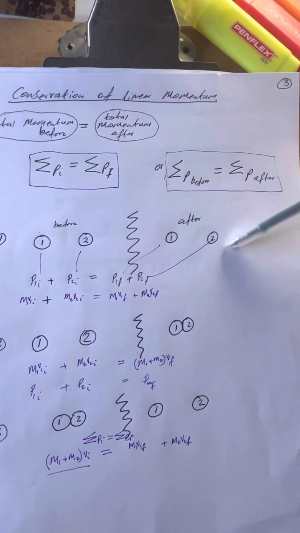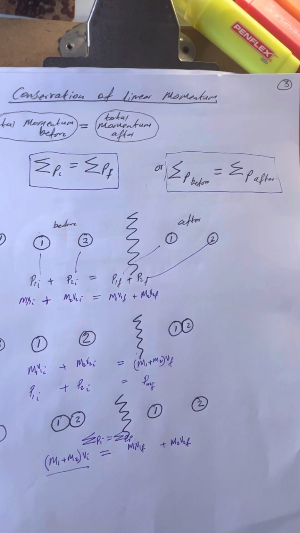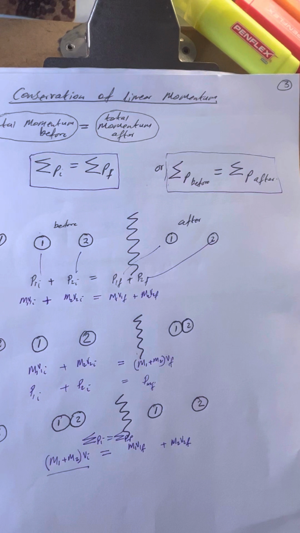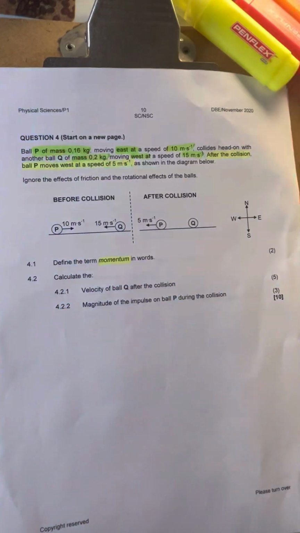Remember also that we have three scenarios. Just read the questions carefully whenever you have to solve questions. Let us begin with the first one. It says here, I hope it's visible.